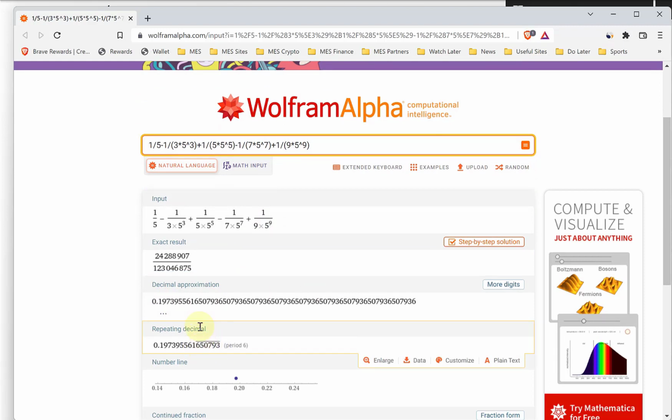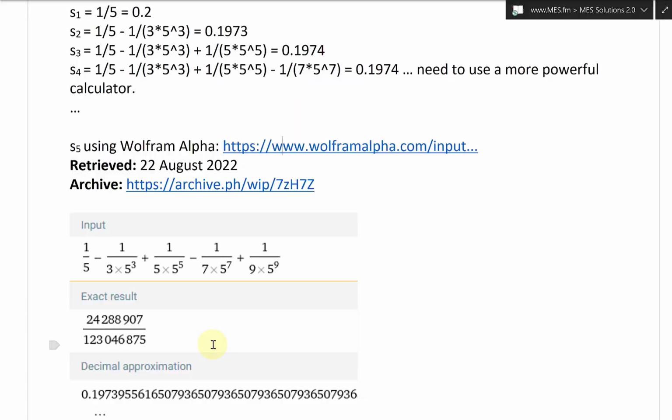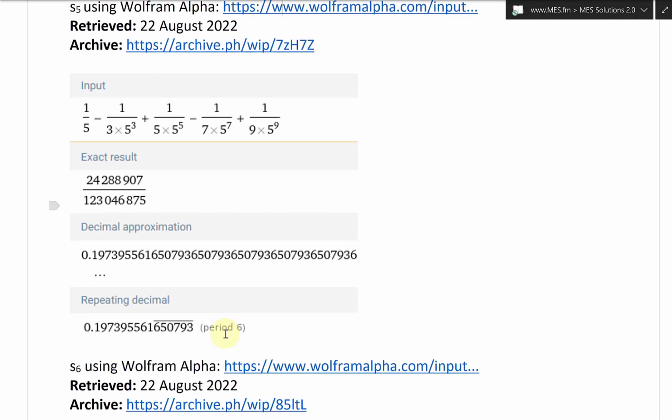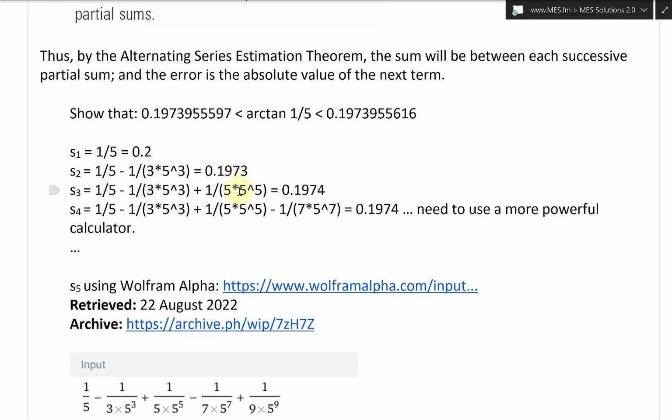So it starts repeating at the 6-5. Notice the 6-5 there, and each time it's 6-5, it repeats with 6 numbers: 6, 5, 0, 7, 9, 3. So that's very fascinating. So that is S5. And also note that S5 ends with a plus term, so then S6 will be less than the sum, because we're going to subtract. So we have S6 less than the sum, and S5 greater than the sum. So anyways, keep going on.